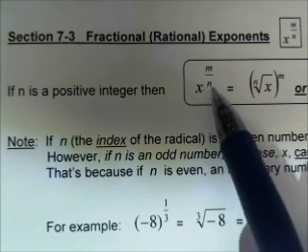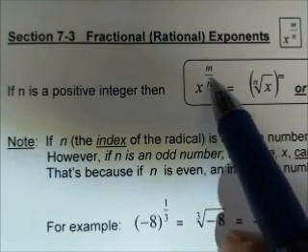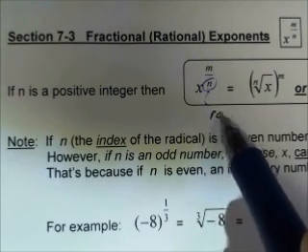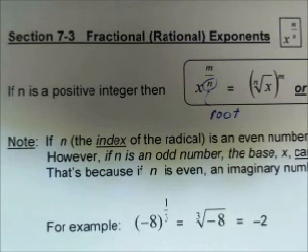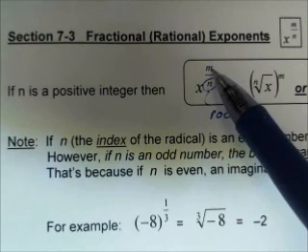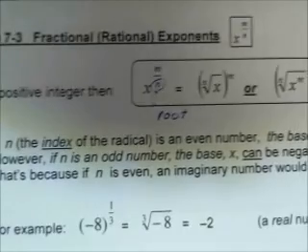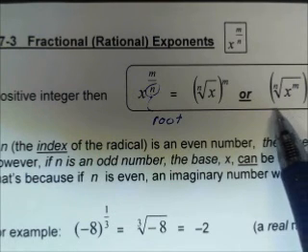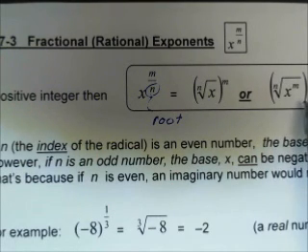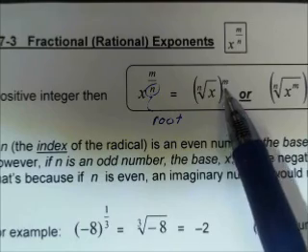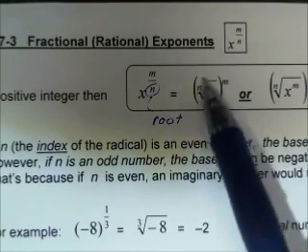Okay, so the denominator is the root, and the numerator is the power. That's how we're going to interpret fractional exponents. There is this other way here, where n is still the root and x is raised to the m. So the numerator can be inside underneath the radical, or it could be outside. But for our purposes, we're going to be writing it this way.